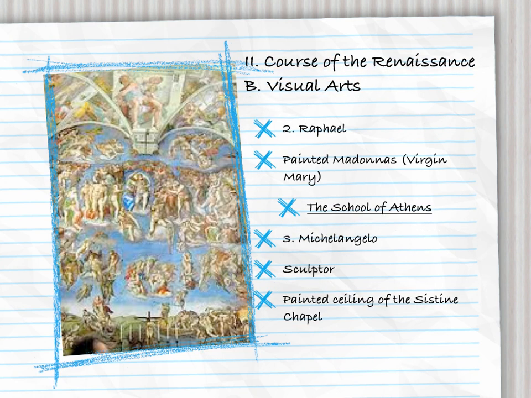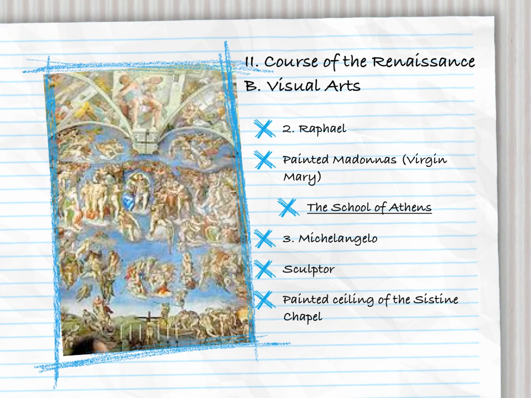Okay, and then we have Raphael, not the Teenage Mutant Ninja Turtle. He painted Madonnas. He's famous for painting Madonnas or the Virgin Marys. He has another painting called the School of Athens that kind of depicts all of the philosophers. Again, if you remind me in class, or if you look it up, just Google the School of Athens, and you can see what that looked like.